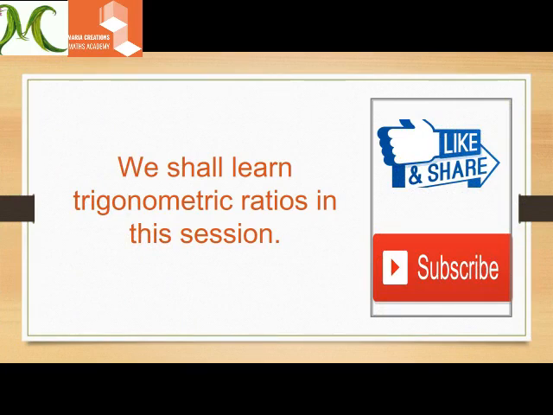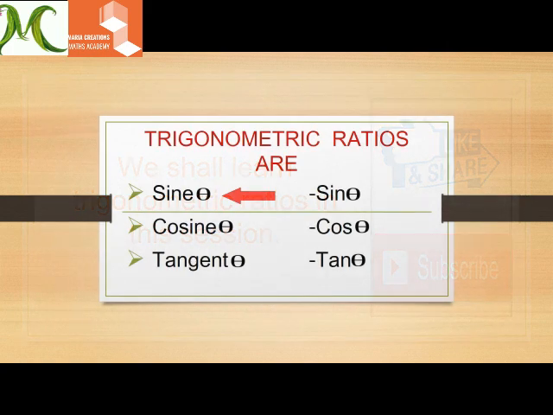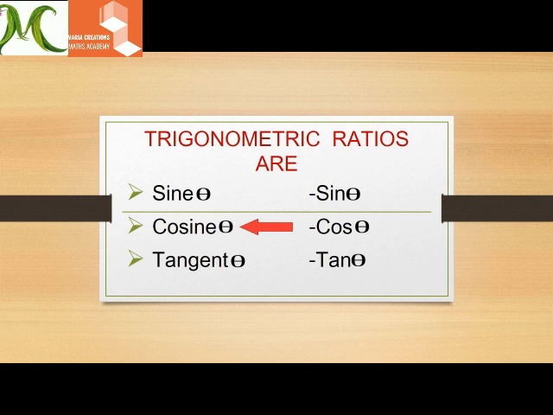We have already learned how to find opposite and adjacent sides of an angle in the previous session. Now, we shall define some trigonometric ratios of an angle. There are 6 trigonometric ratios. 3 of them are sin theta, cosine theta, and tangent theta. The short forms of these ratios are seen in this picture.